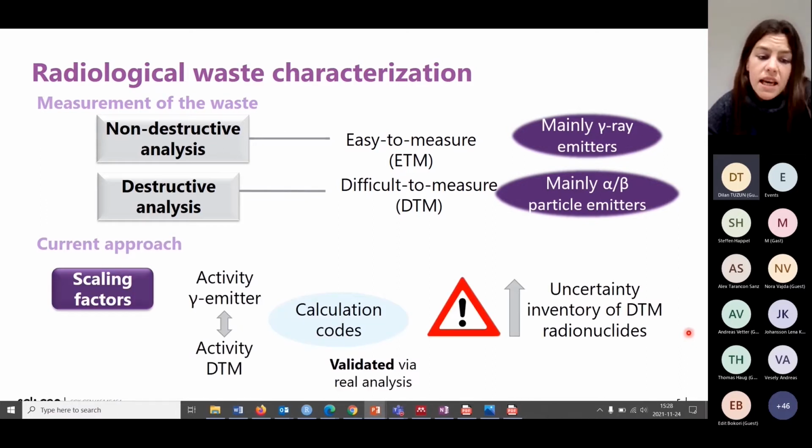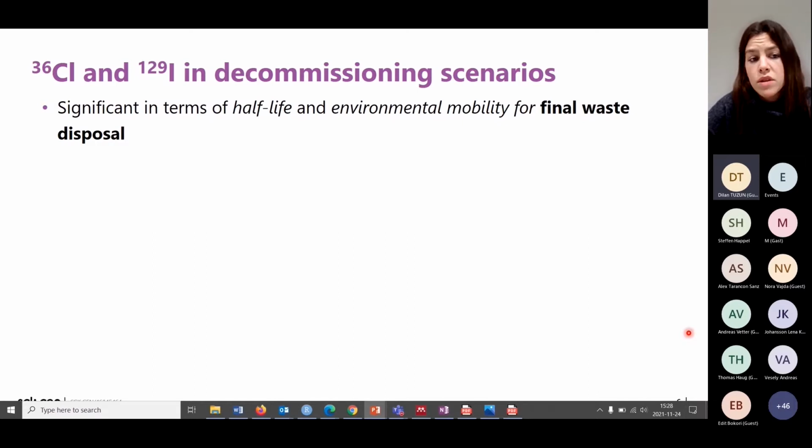So nowadays, scaling factors are used to correlate the activity of difficult to measure radionuclides with the activity of gamma emitters, such as cobalt-60 or cesium-137. These factors are used in calculation codes that are validated via real analysis. However, the main issue is the high uncertainty on the inventory of difficult to measure radionuclides. So this project is mainly focused on two difficult to measure radionuclides, chlorine 36 and iodine 129. Both radionuclides are significant for final waste disposal because of their long half-lives and high environmental mobility.